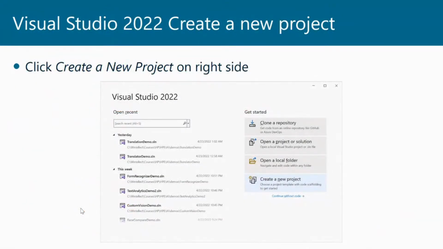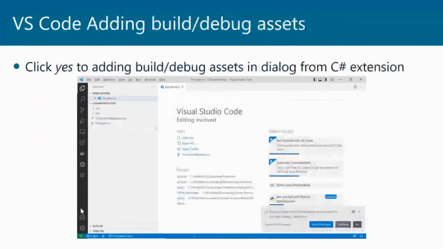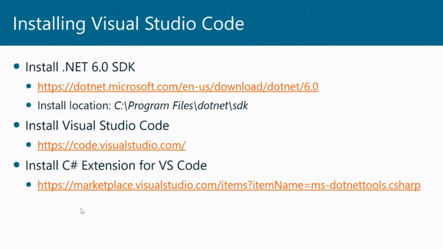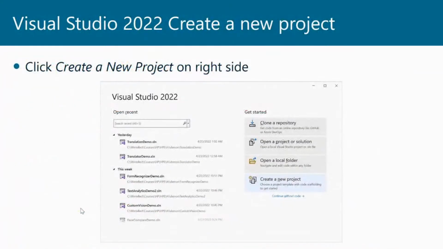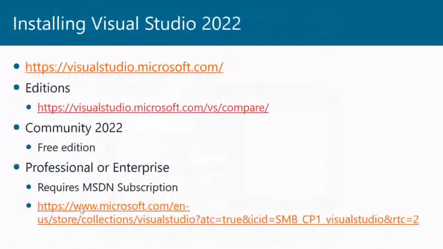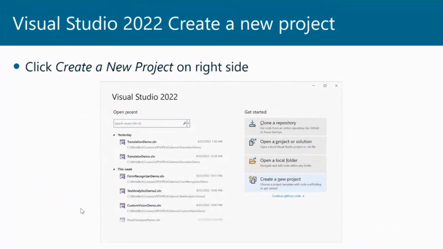And by the way, if you install Visual Studio, you don't need to do any of these other steps. You don't need any extensions. You don't need to even install .NET 6. That will all be installed automatically as part of the Visual Studio installation. So the installation part, in terms of the steps involved, is easier if you're going with Visual Studio.